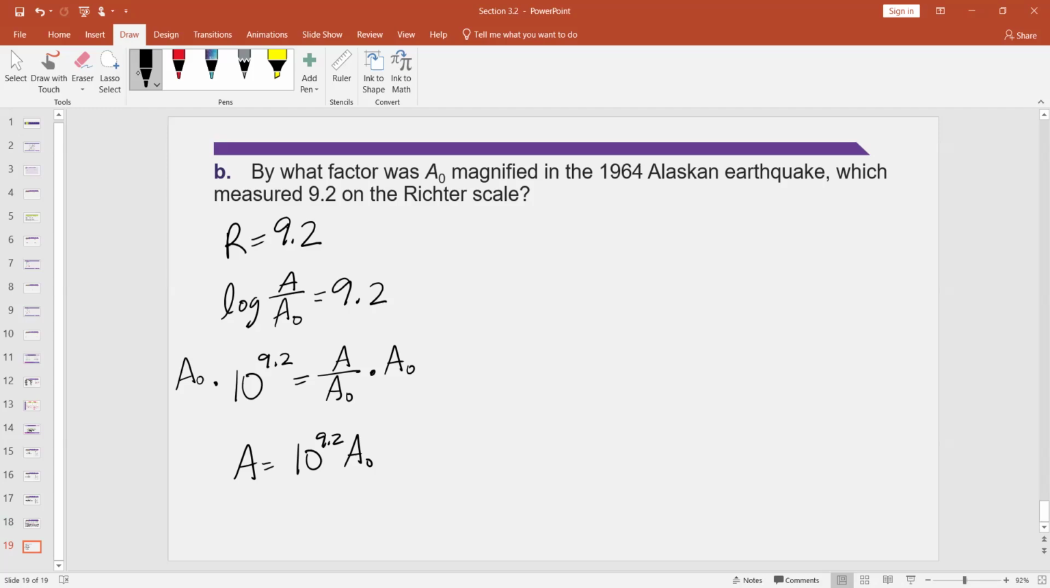You can plug that into your calculator to see how many zeros you get, but it's a little more than 9 zeros. All right, so what is that? A billion? So it's a billion times greater than the reference is what measures at a 9.2.